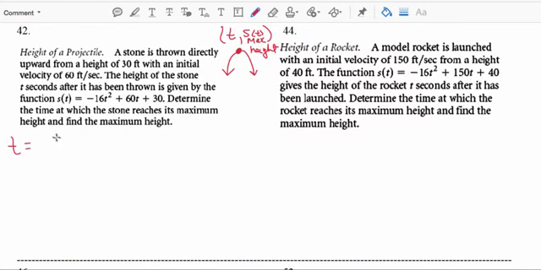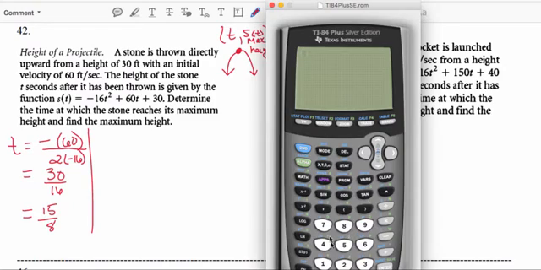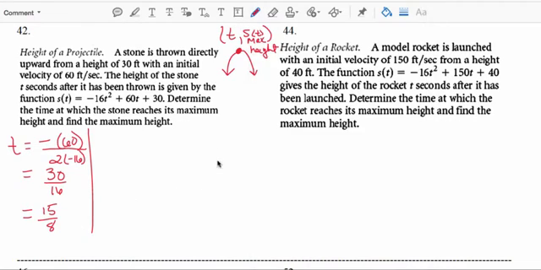Okay, so we're just going to do negative b over 2a. My b value is 60, and my a value is negative 16, and then that reduces to 30 over 16, which is 15 over 8. And then you can decimalize that if you want to. It's 1.875 seconds.